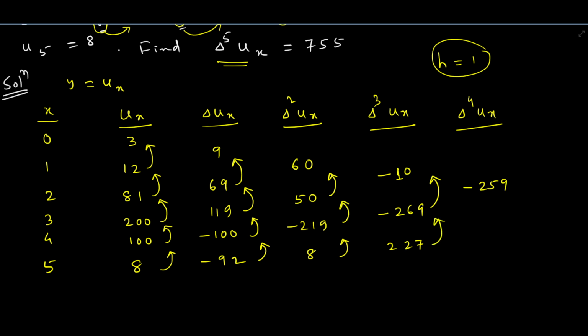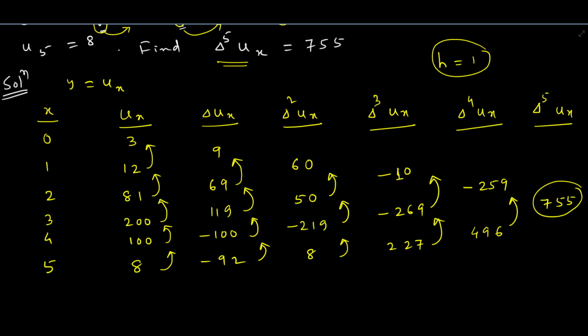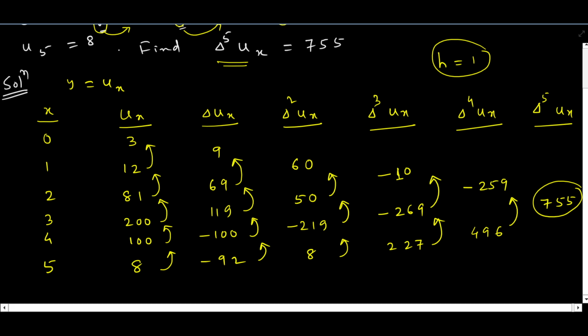227 minus minus plus, so you will get 496. And then the last one, delta to the power 5 ux. So finally if we subtract these two, we will get 755. See, this is our answer. We have to get delta to the power 5 ux, how much? 755. You see the problems are very simple, right? You just keep subtracting. Okay, so if you do the calculation properly, we'll get the answer.